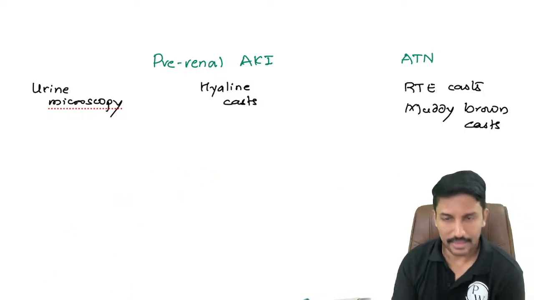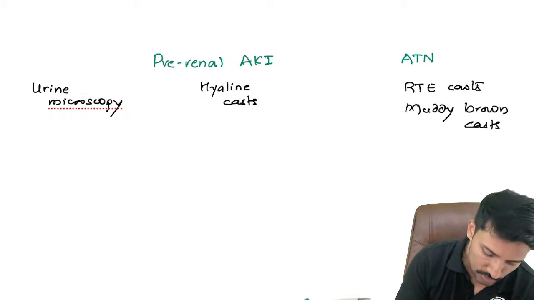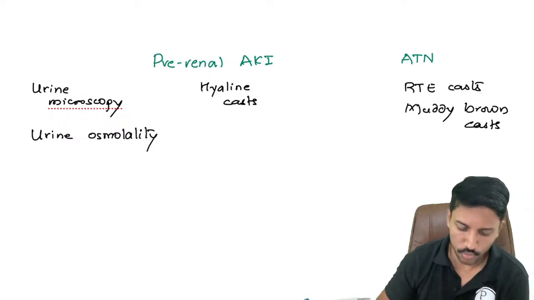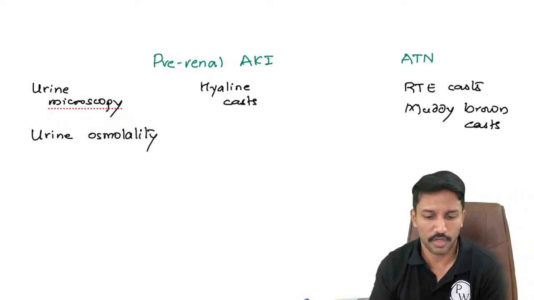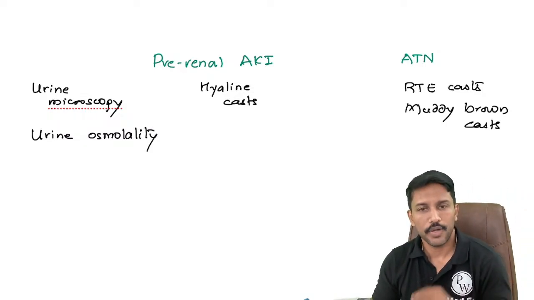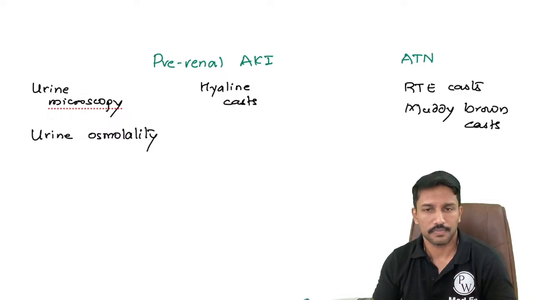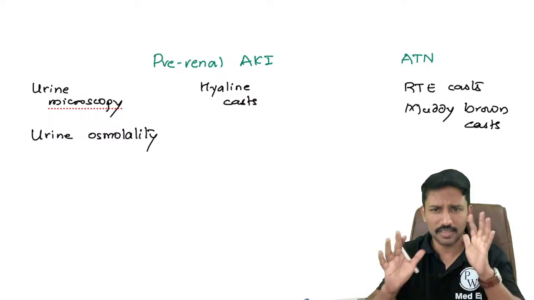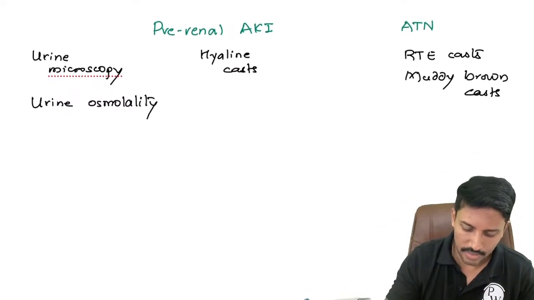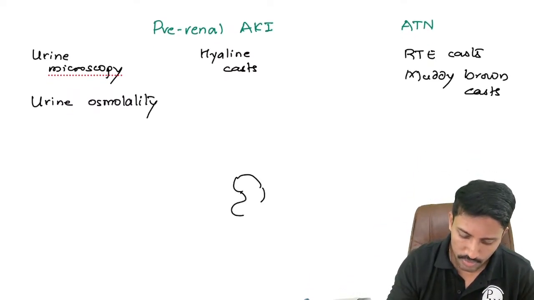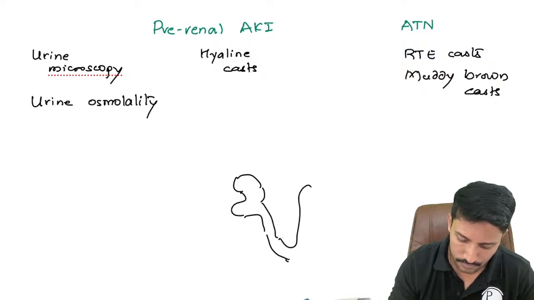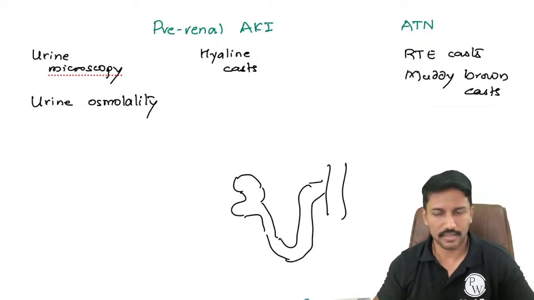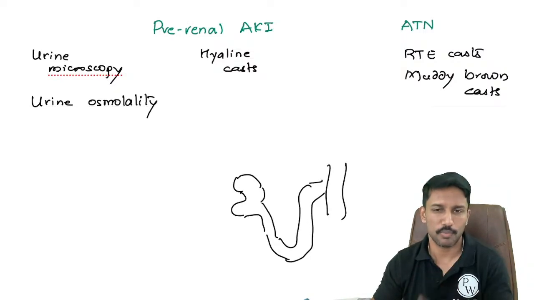Second, if I check urine osmolality, what will happen to urine osmolality in pre-renal AKI and acute tubular necrosis? Where will it be increased, where will it be decreased, where will you have concentrated urine and where will you have dilute urine? Just think logically. In pre-renal AKI, what is happening to the blood flow to the kidney? Decreased, right? Because probably you have hypotension or hypovolemia.